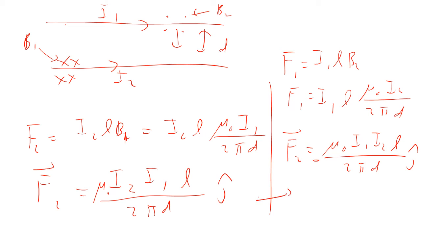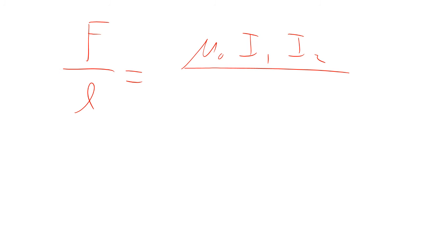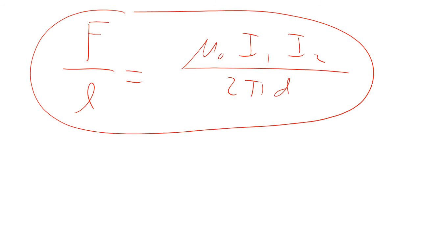What do you notice about those two forces? They're equal and opposite. Well, of course they are. That's Newton's third law. They have to be that way. Normally what we would do is we would say the force F over L, rather than just the force itself, is going to be mu naught I1 I2 over 2 pi d. So this is the force per length. There's the expression for the force per length on parallel wires.